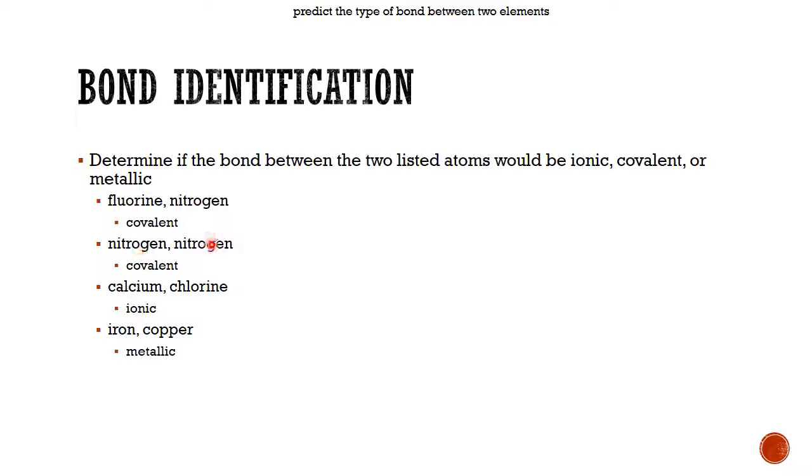Same story with nitrogen and nitrogen. The fact that they're the same element really makes no difference. We still ask ourselves the same question. Nitrogen is a nonmetal, so when nitrogen bonds with nitrogen, they would also share the valence electrons because they both want to gain, and so that would make it a covalent bond. For the next one, we have calcium and chlorine. Well, calcium is a metal, so it wants to lose electrons. Chlorine is a nonmetal, it wants to gain electrons, and so that will be ionic, where calcium will give up a valence electron or more to a chlorine atom, and that would give us an ionic bond. And then finally we have iron and copper. Now obviously both iron and copper are metals, and so this would be a metallic bond.